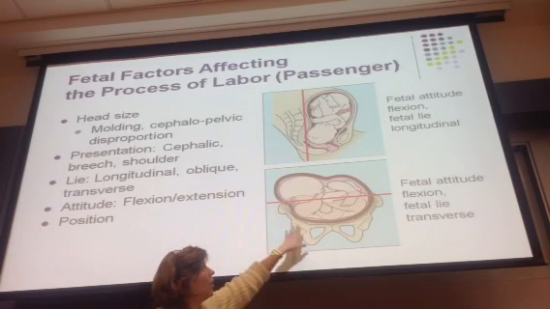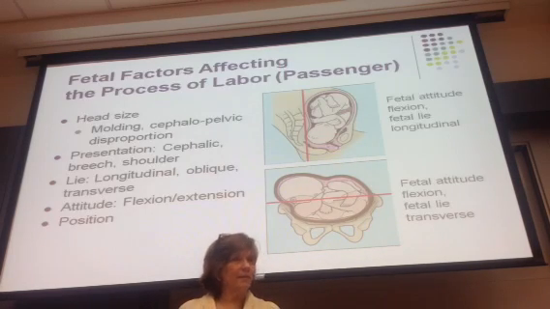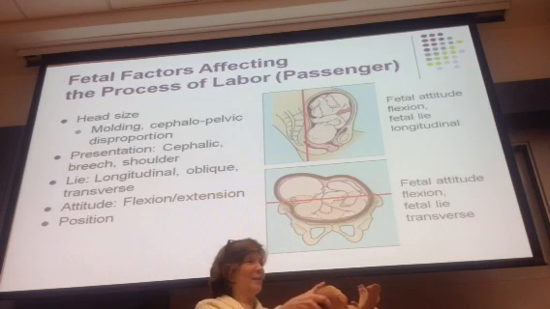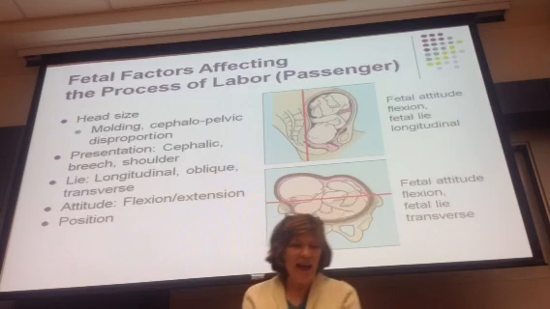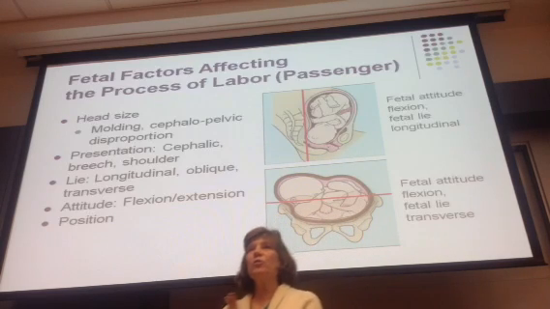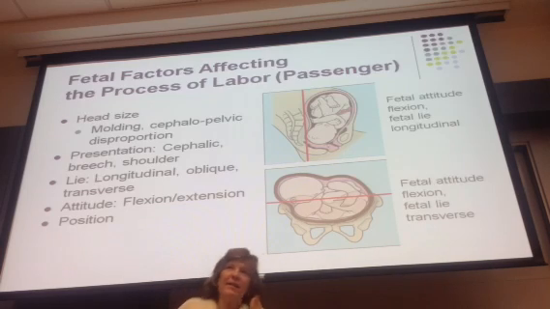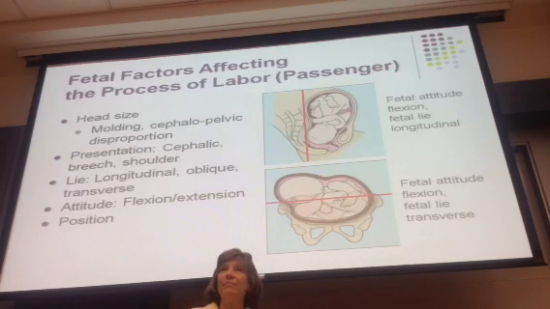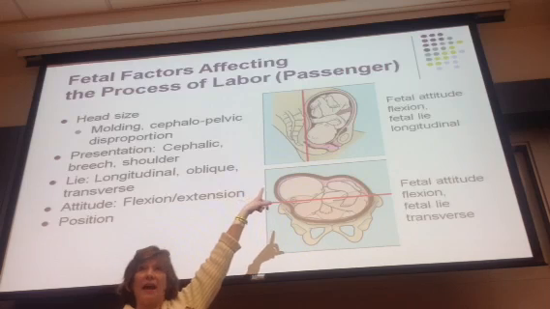And then this is what we call a transverse lie. This is a baby that's sitting in the uterus like this, right? Just like it's a little hammock, just like that. That's not a baby that's going to come out vaginally, so that would be a transverse lie. And you see unusual lies oftentimes when you have multiple gestation, when you have twins or triplets, because they're all kind of crowded in there, you know. But sometimes babies, you know, they get in a position they like, and they don't leave it. And so this mom would be sectioned. That mom would be able to deliver vaginally, okay?